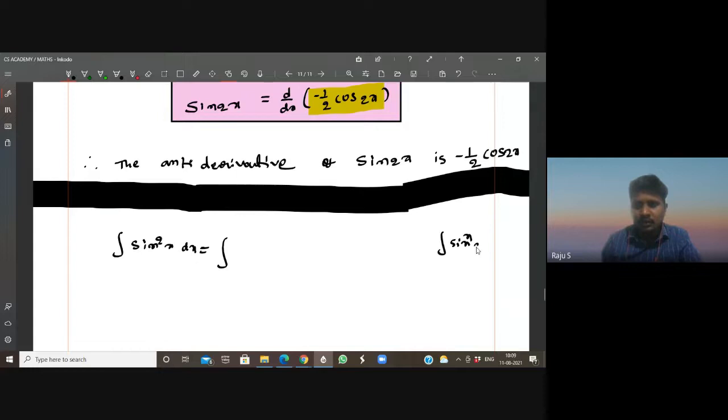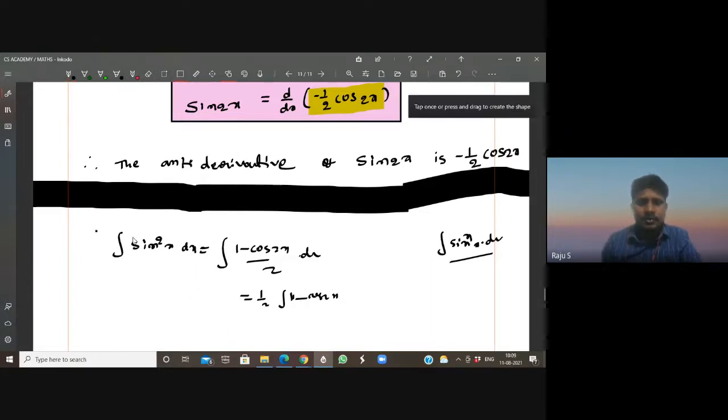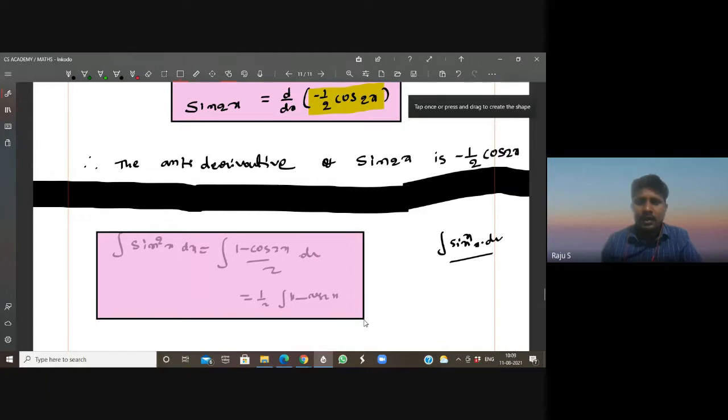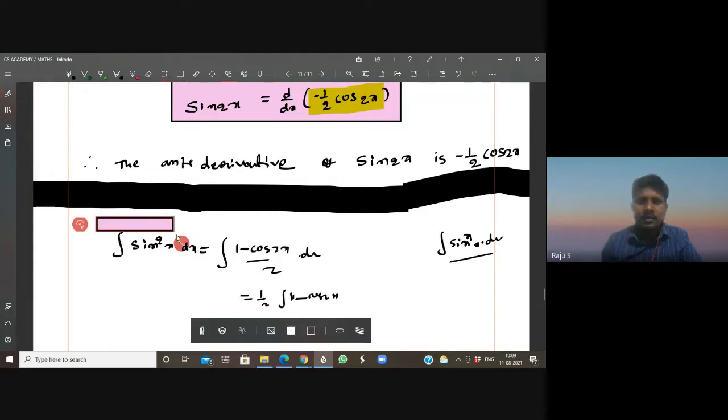One is sine power n x dx, which we can do with the help of a direct formula. But sine square x can generally be written as 1 minus cos 2x by 2. So 1 by 2 is a constant, times 1 minus cos 2x. Then you can find the integral of 1 and the integral of cos 2x. I'll explain this kind of question in the next classes.